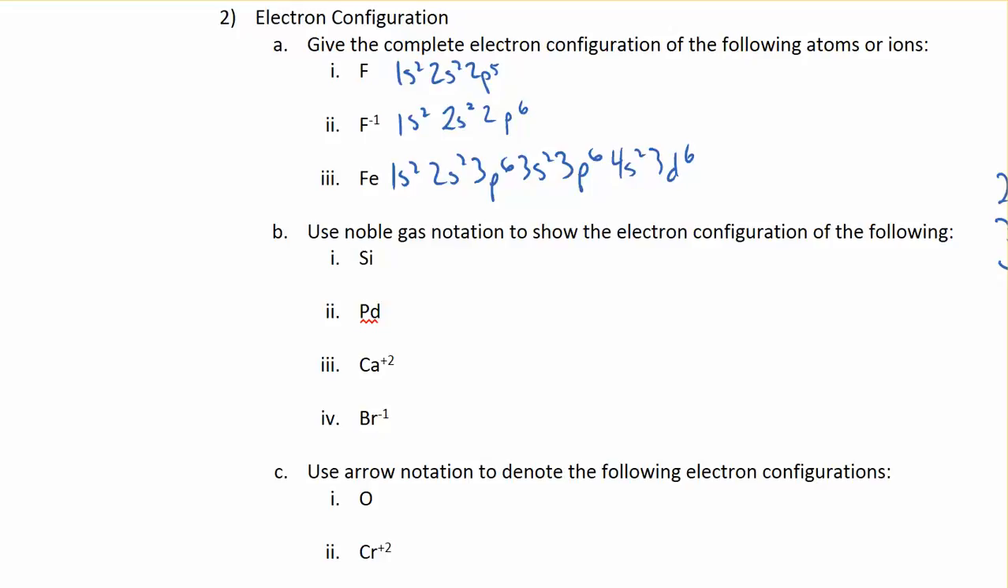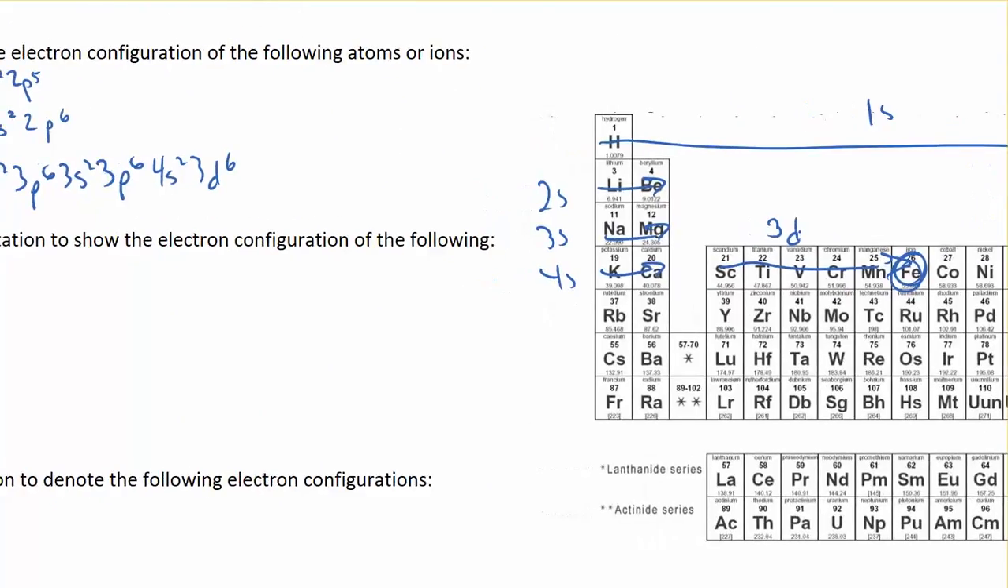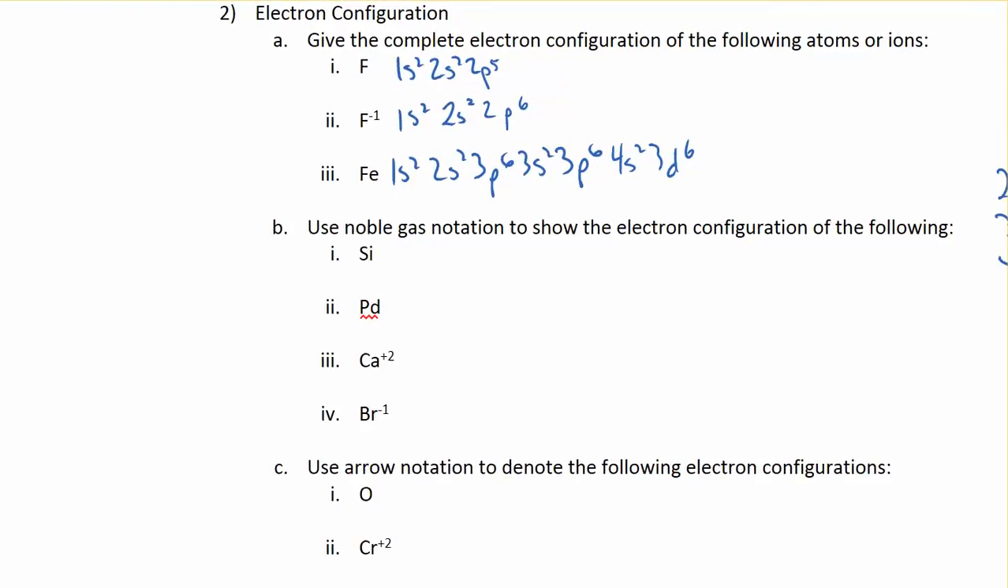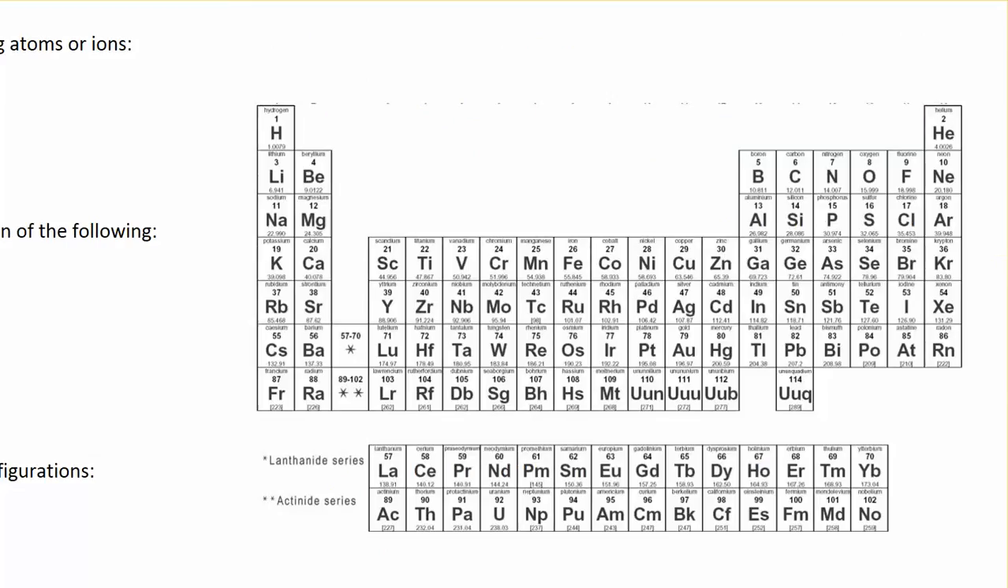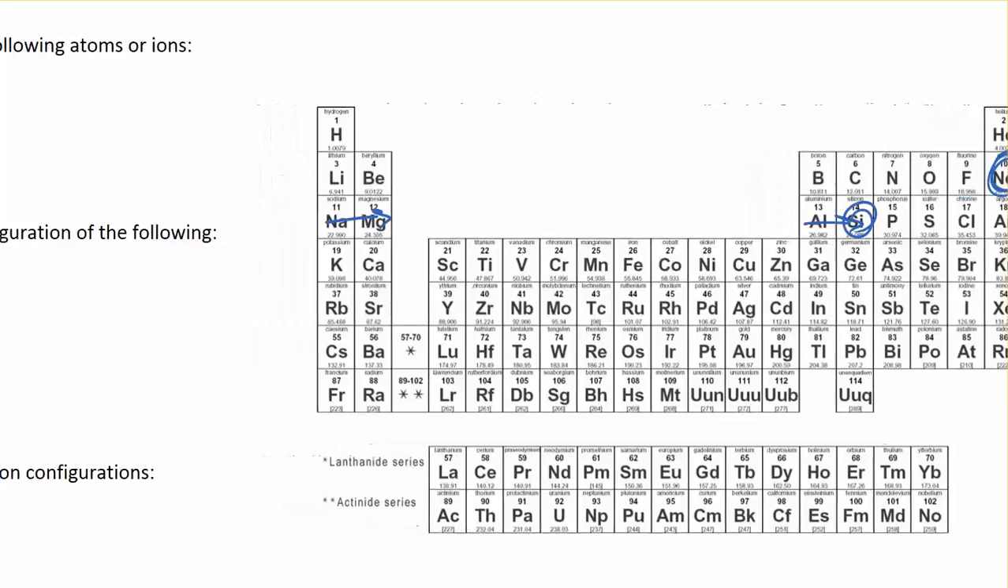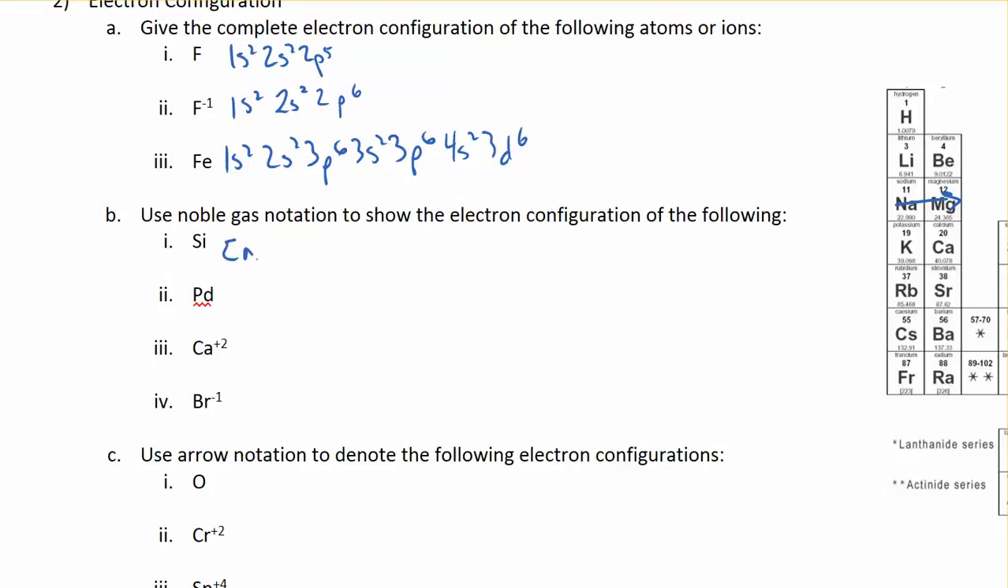When we get to larger atoms, we want to use a noble gas shortcut to save us a little bit of writing. Consider silicon. Here's silicon on the periodic table. We can use the previous noble gas, neon, as a starting point and say that silicon is the same electron configuration as neon plus some additional electrons. Specifically, 2 electrons in the 3s and 2 electrons in the 3p. So silicon would look like neon plus 2 electrons in the 3s and 2 electrons in the 3p.